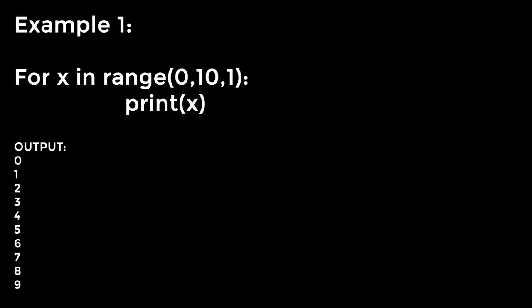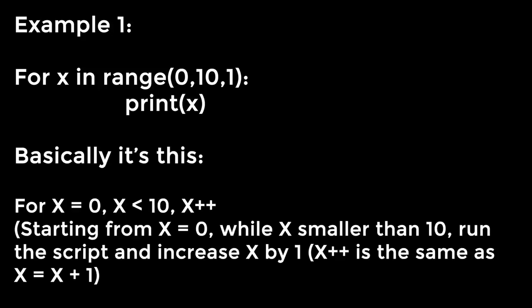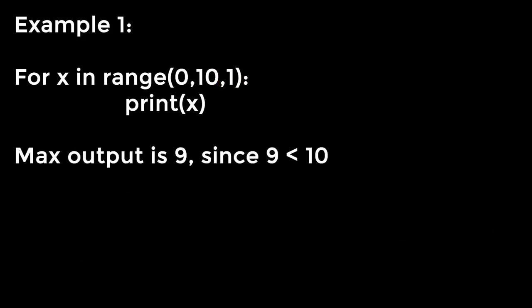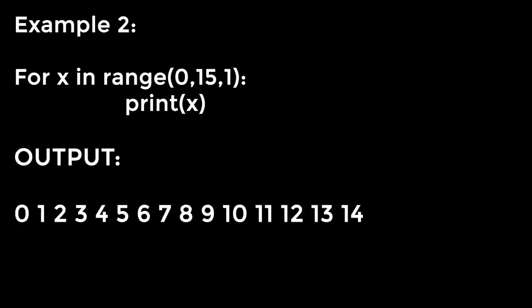But first, let me explain how a for loop works. Let's take this example. For x in range(0, 10, 1): print(x). This will output every single number starting from 0 up to 9. This means that the script will set x to 0, print out x, so 0, and then increase x by 1, which is the third value here. It will do this while x is smaller than 10. The maximum value this can output is 9. If we were to run for x in range(0, 15, 1): print(x), the script will print out every number from 0 to 14.